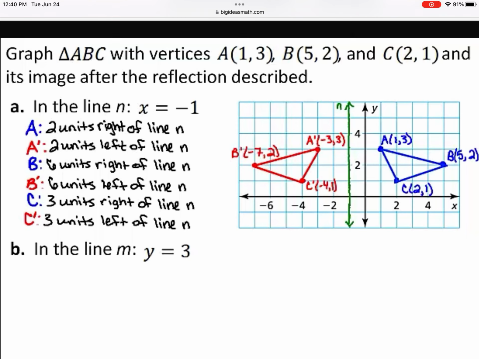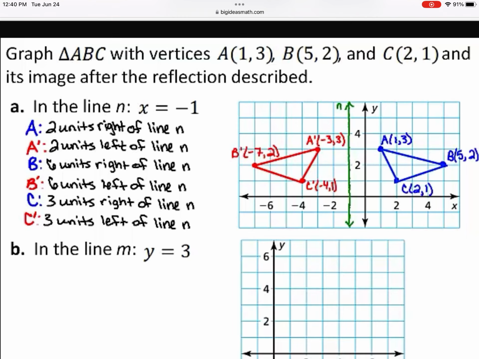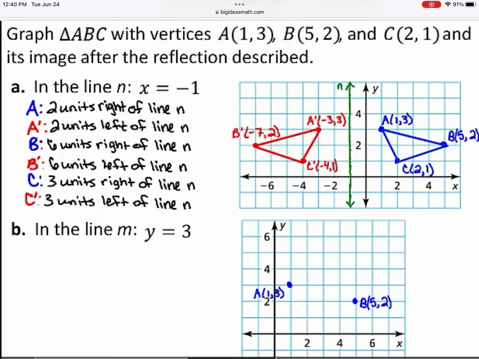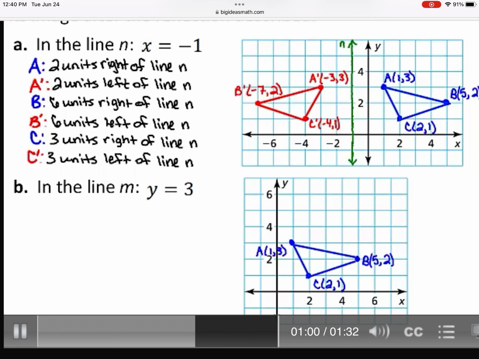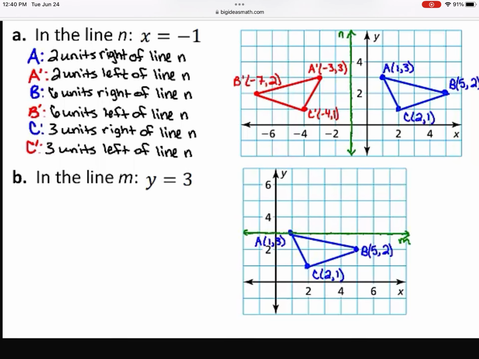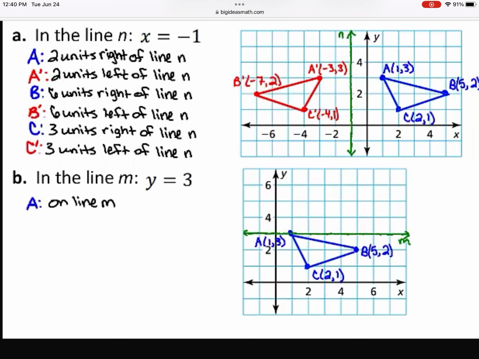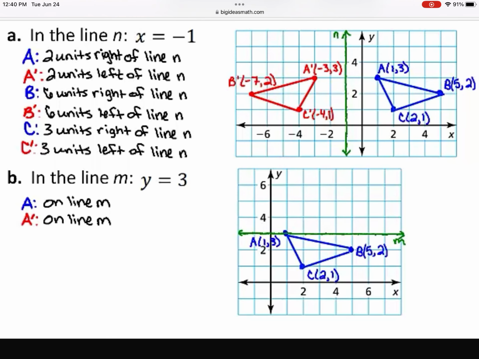Part B. In line M, y equals 3. First, you want to graph triangle ABC with vertices A(1, 3), B(5, 2), and C(2, 1). Then graph line M along y equals 3. Because point A is on line M, you know that A equals A'. So A' is also on line M at (1, 3).